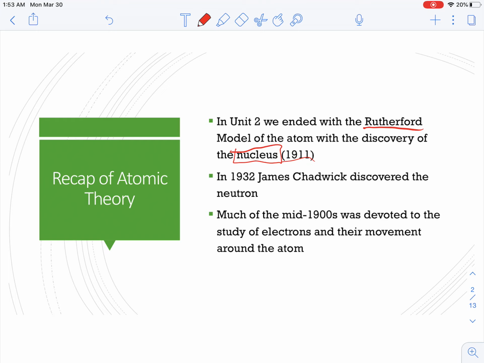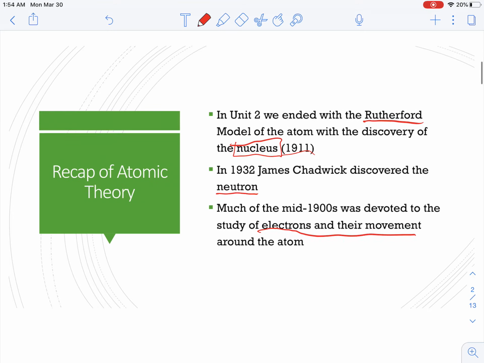Building upon Rutherford's idea of the nucleus, James Chadwick in 1932 figured out that there were two parts to it. We had the neutral neutron, as well as the positive proton that Rutherford discovered previously. So the understanding of the nucleus doesn't change much after 1932 for another 30 to 40 years. But much of this time period in the mid-1900s was devoted to studying our electrons and their movement throughout the atom. This focus on electrons is what gets us into this topic of modern atomic theory.